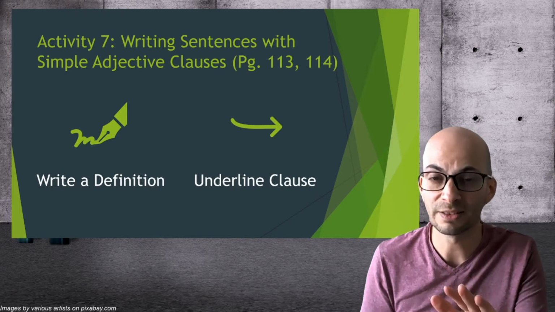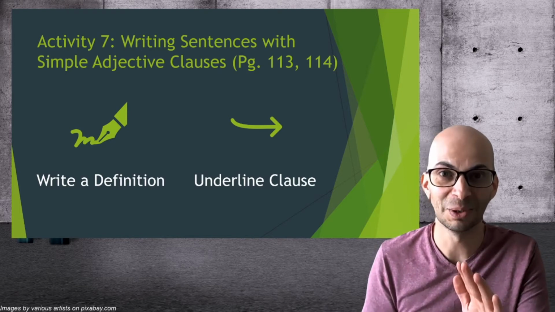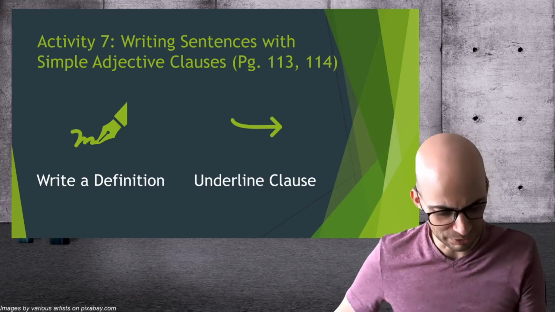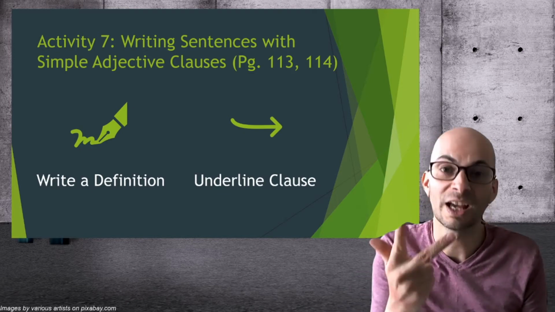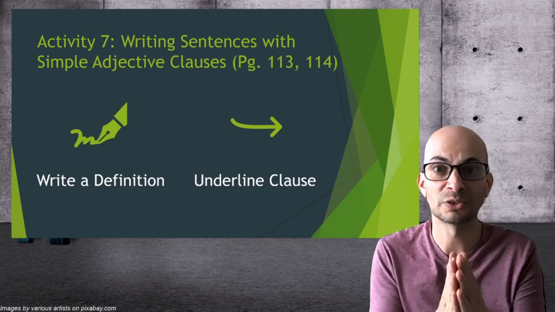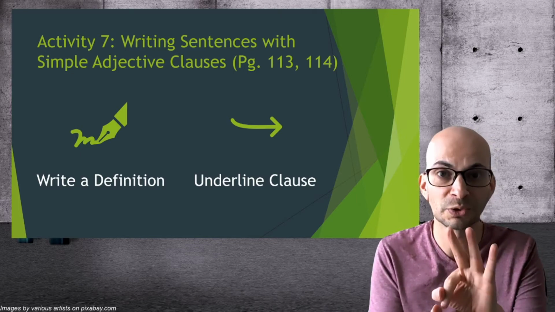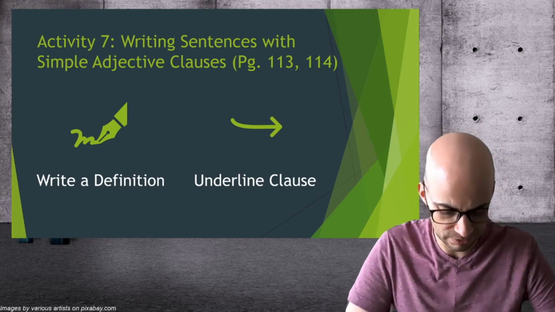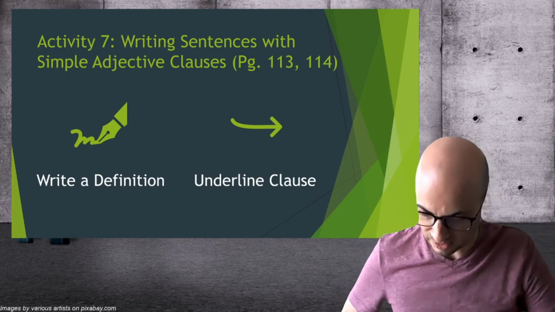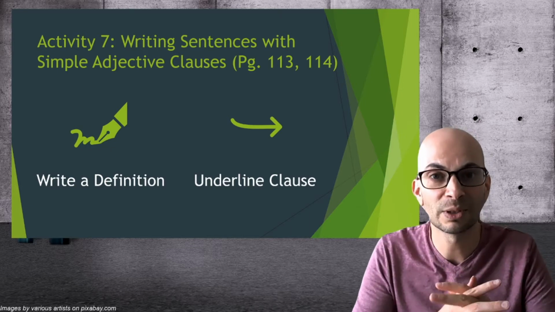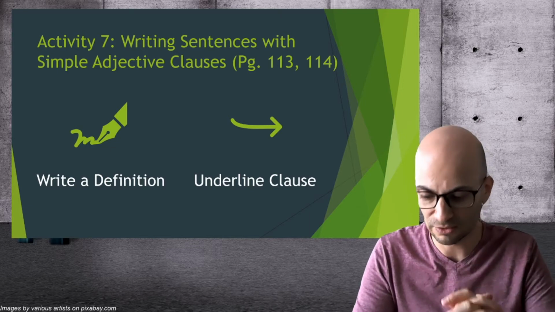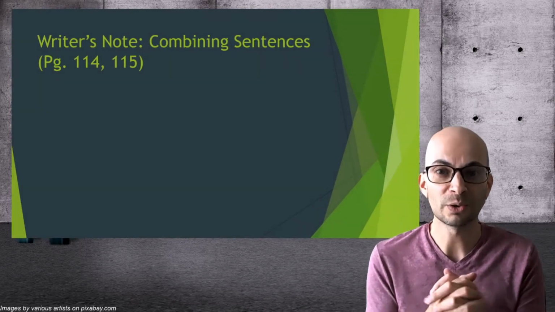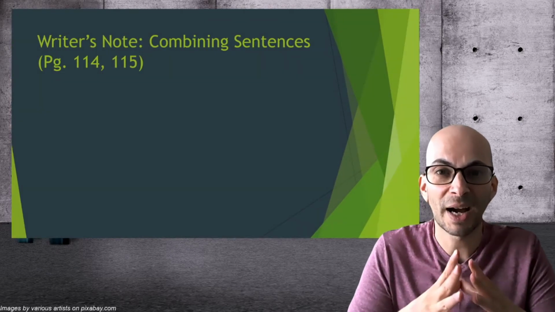I'll give you a hint. If you're doing it on easy mode, that, which, and who are some common triggers. And if you use those 3, underline from that to the period, and that will be your clause. Okay, so you have 10 different words that you need to define. From that, we go into our writer's note, combining sentences.